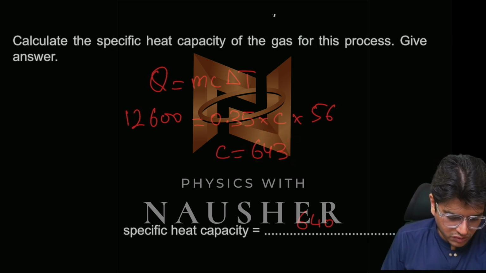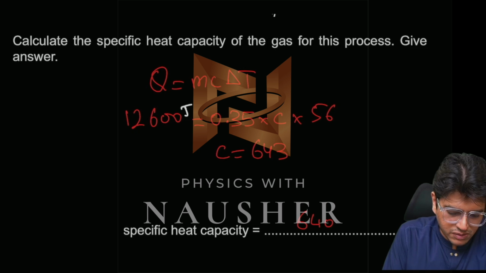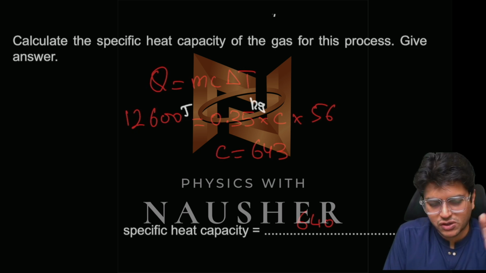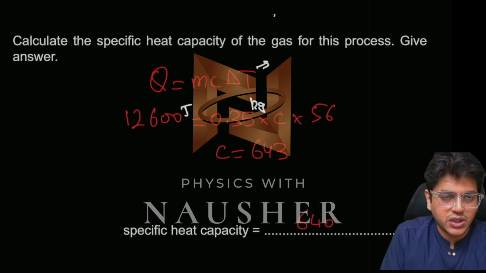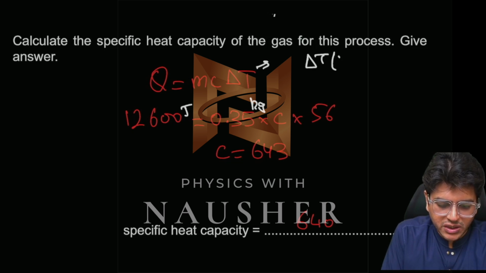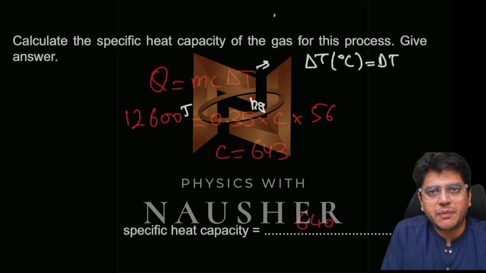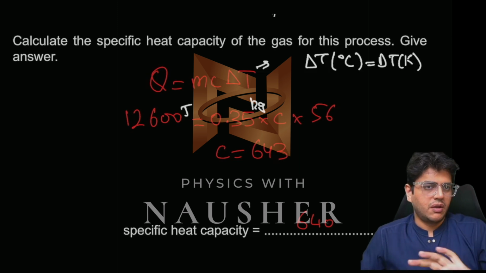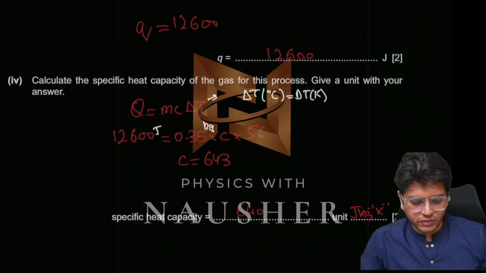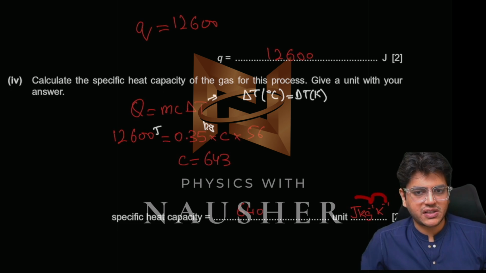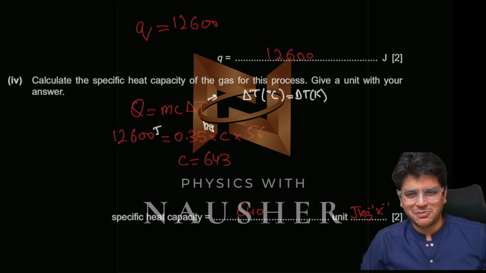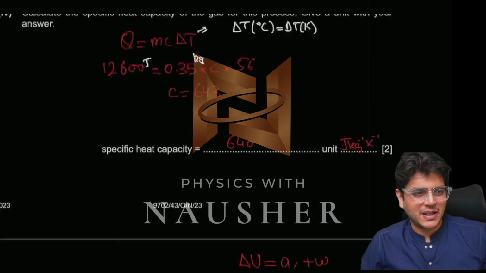Now, what are the units going to be? This is in joules, this 0.35 was in kg, and this 56 is a temperature change. Remember that temperature change in degrees Celsius is equal to temperature change in Kelvin. So you could write joule per kg per degree Celsius, or you could write joule per kg per Kelvin. I hope that makes sense.